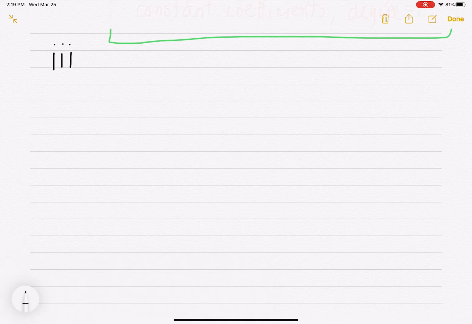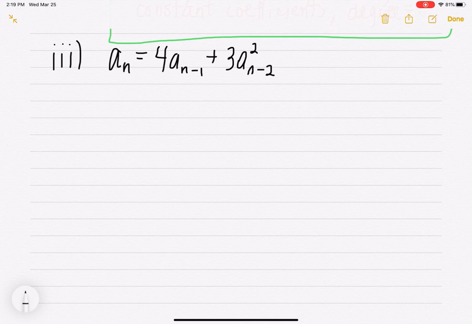Let's do a third example. So here I'm going to do a_n is 4a_(n-1) plus (3a_(n-2)) squared plus 2a_(n-3) cubed plus a_(n-4) to the 4th power.